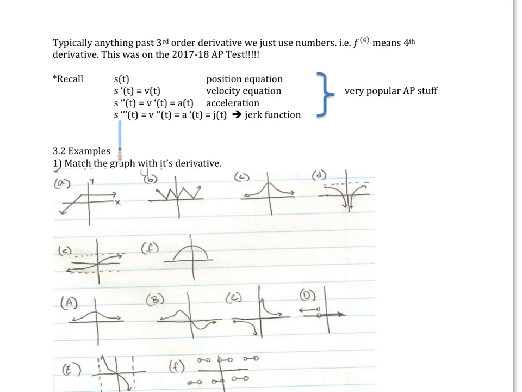Can you do it again? Sure. If you take the third derivative of position, you get the second derivative of velocity, which is the first derivative of acceleration, which we call the jerk function. No, I'm not a jerk, but we call it the jerk function. We don't have anything past that as far as motion is concerned, okay?